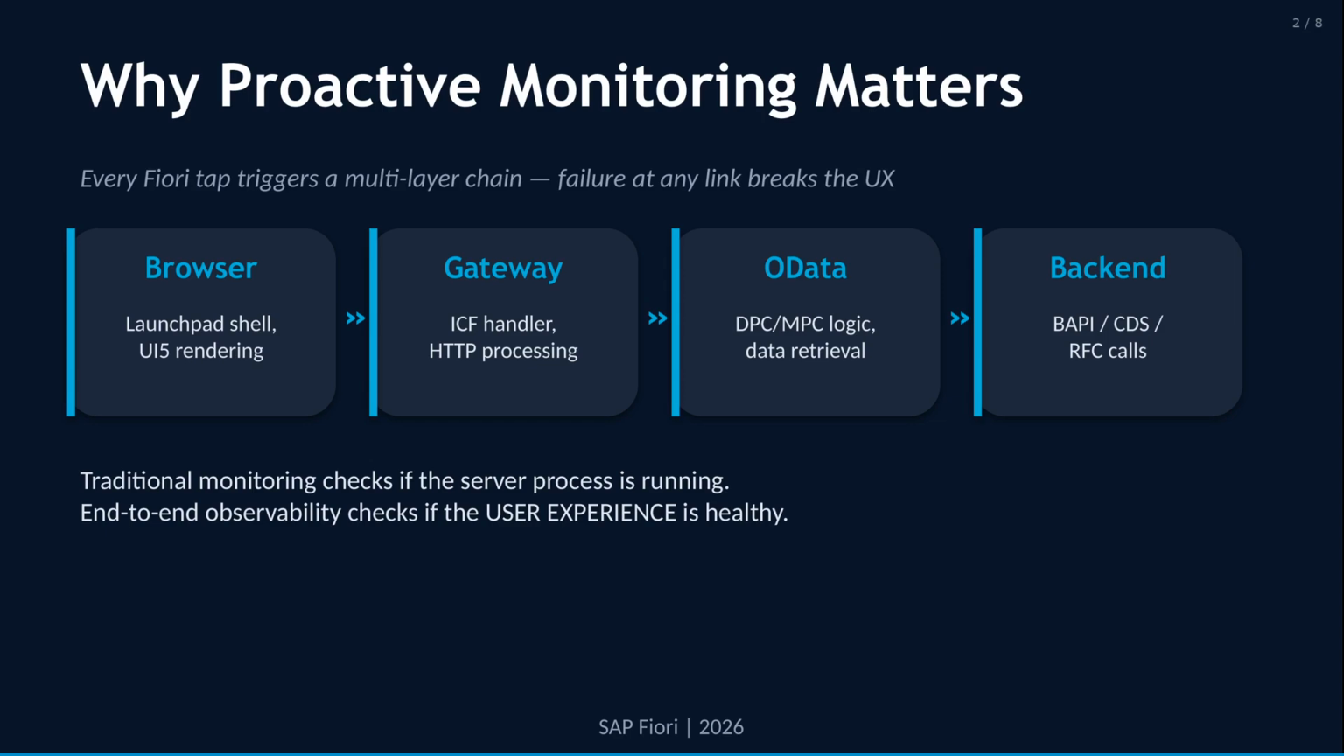Traditional monitoring that only checks whether the server process is running misses slow OData responses, silent certificate expirations, and memory leaks in Internet Communication Framework handlers. The goal is end-to-end observability, from the browser all the way back to the Advanced Business Application Programming Server work process. That is exactly what SAP Focused Run, or FRUN, was designed to deliver.